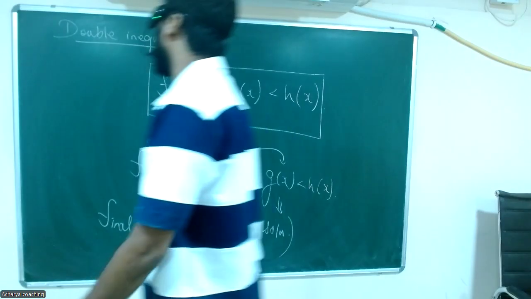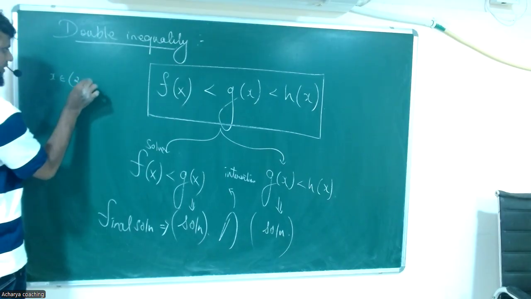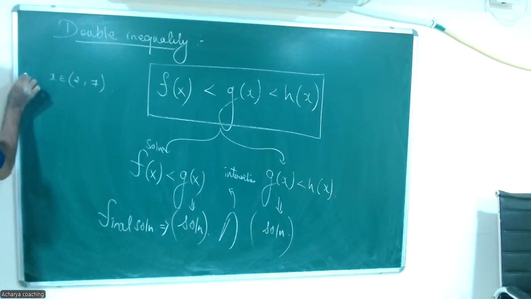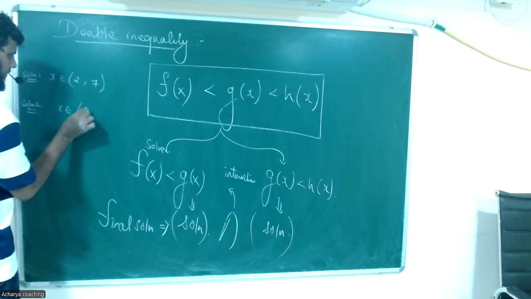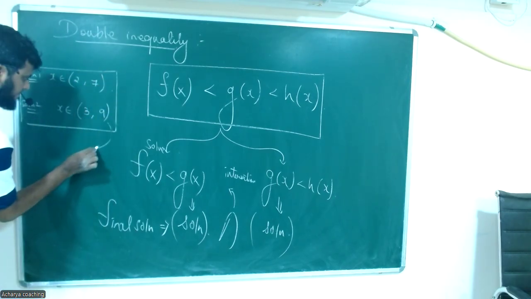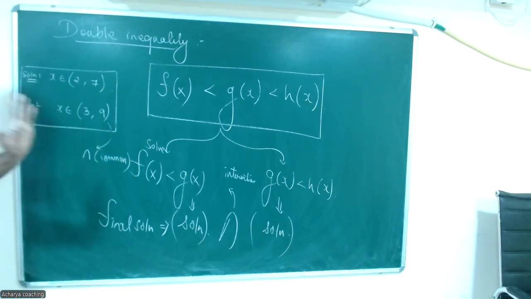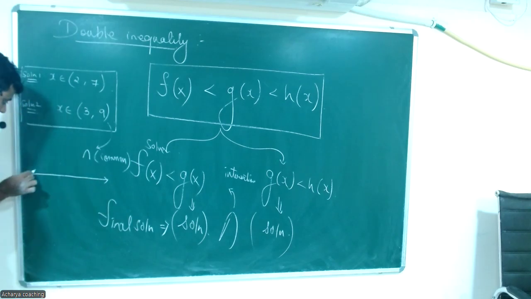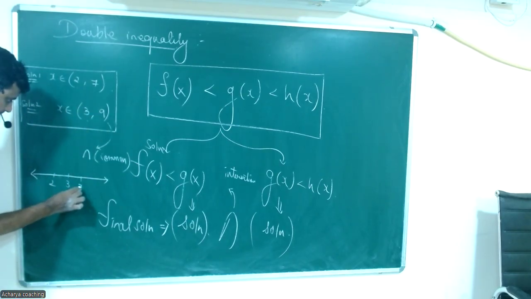How to take intersection? For example, one solution I have is x belongs to 2 to 7. This is solution 1. And solution 2 I have is x belongs to 3 to 9. Now I have to take the intersection, which is nothing but taking what is common to solution 1 and solution 2. So whatever numbers are present, first write them in ascending order. 2, 3, 7, 9 is there, so ascending order will be 2, 3, 7, 9.